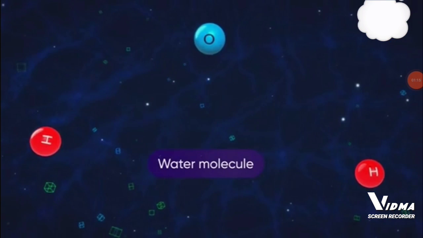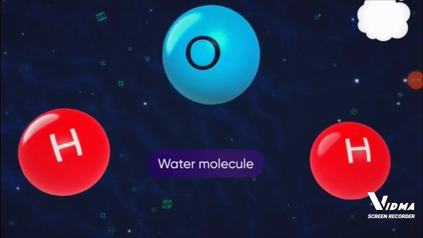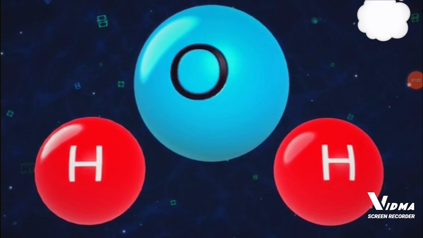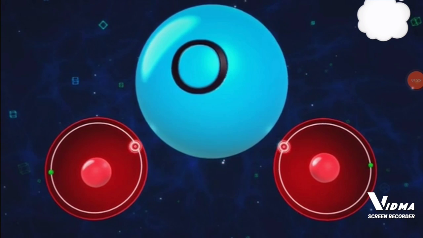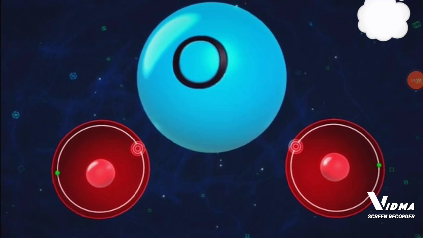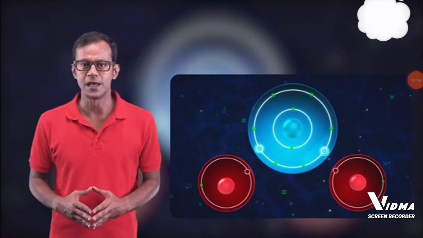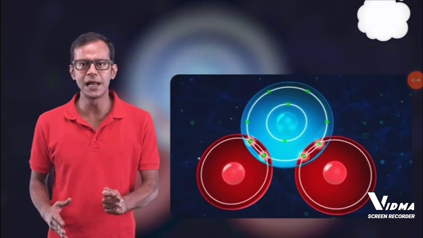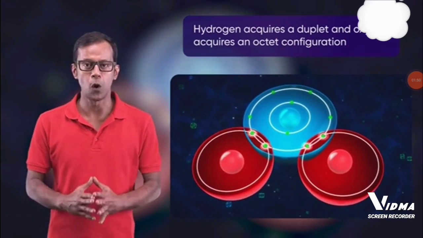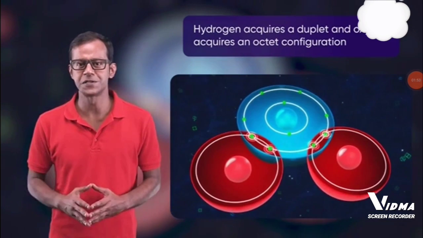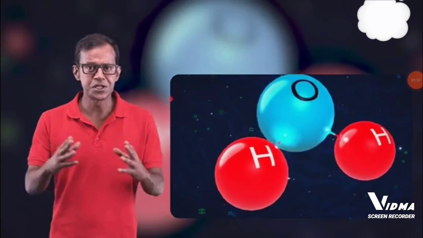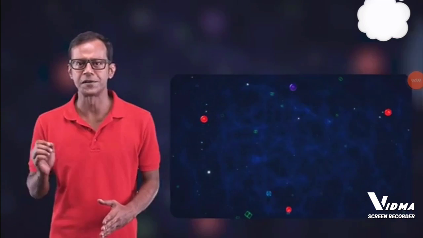Let us begin by building a water molecule. A water molecule is composed of two hydrogen atoms and one oxygen atom. Both the hydrogen atoms need an electron each to complete the duplet configuration, while the oxygen atom needs two. Thus, the three atoms mutually share their electrons such that both the hydrogen atoms acquire a stable duplet and the oxygen atom acquires a stable octet configuration. As only one electron pair is shared on both sides, the water molecule has two single covalent bonds.